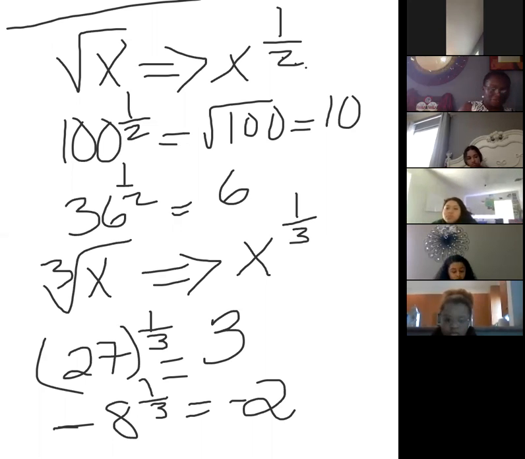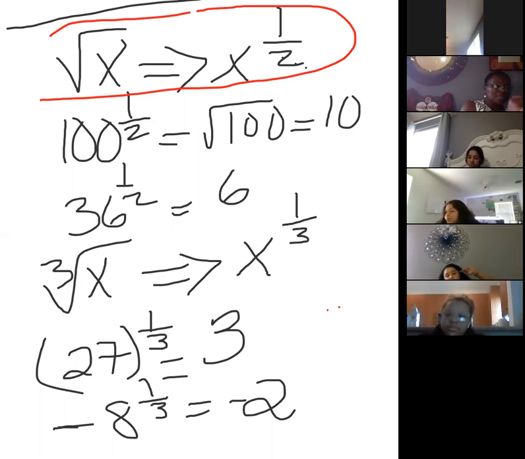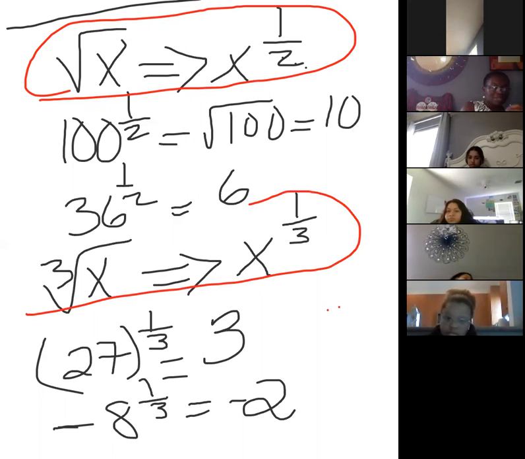So guys, here's the bottom line for this. You have to be able to recognize that the square root is the same thing as the half power. The cube root is the same thing as the 1/3 power. And then last but not least, you have to be able to simplify some basic problems like these, okay?